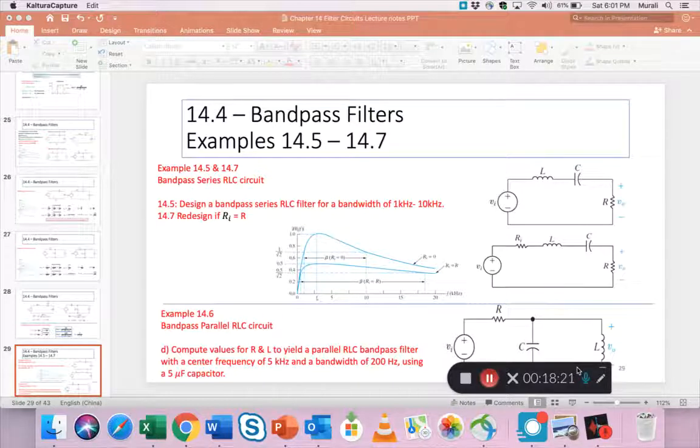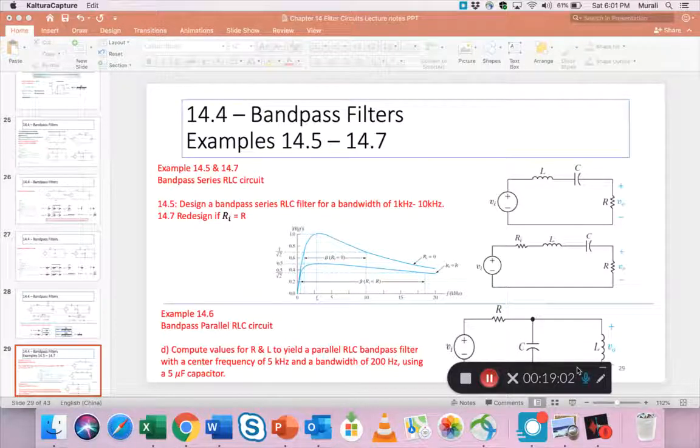Next thing he does is find the value of L. So you need all values, right? When they say design something, it means find the unknowns. So to find L, he uses the definition of omega 0, the center frequency. Omega 0 squared is 1 by LC, and we know C, and we know omega 0 because that should be the center frequency, 5 kilohertz. So again, convert the 5 kilohertz to radians and use the formula for L, and this time we come up with 202 microhenries or 0.2 millihenries.